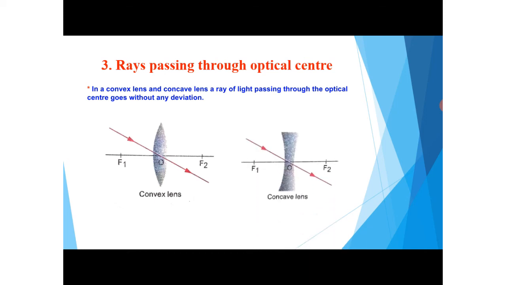Similarly for the concave lens, again the light ray passing through O, that is the optical center, goes straight without any deviation or distortion or bending. So this is about the set of rules for the refraction of light through the spherical lenses. After this we will study the images formed by the concave lenses, the convex lenses, the lens formula and the power of the lens.